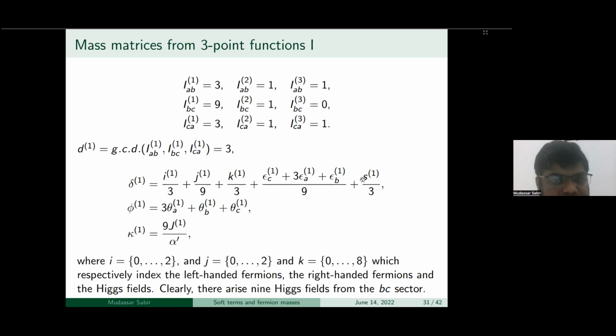So on the first torus, we can see the intersection numbers are 3, 9, and 3. So they are not co-prime. So we must calculate the greatest common divisor, which is 3. So the corresponding formula for the delta, phi, and kappa are the following, where I, J, and K respectively index the left-handed fermions, the right-handed fermions, and the Higgs fields. So K goes from 0 to 8, which means that we have 9 Higgs from the BC sector. I have to point out that in the MSSM, the 2 Higgs will be the linear combination of these 9 Higgs.